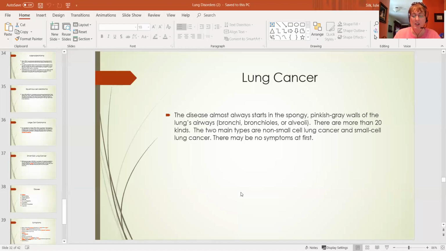The first one is squamous cell. The squamous cell cancer starts in the squamous cells, and these are cells that line the airways of the lungs. Usually this is linked to smoking, and it tends to be found near the main bronchus.